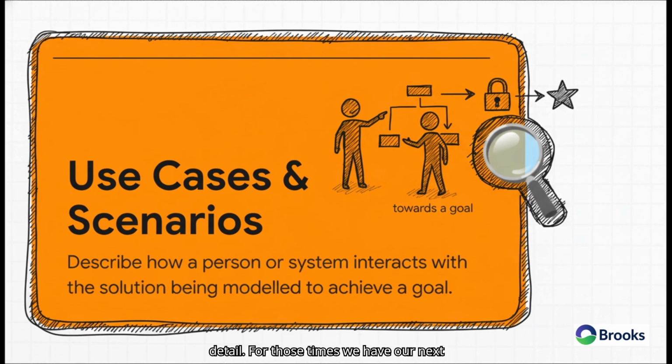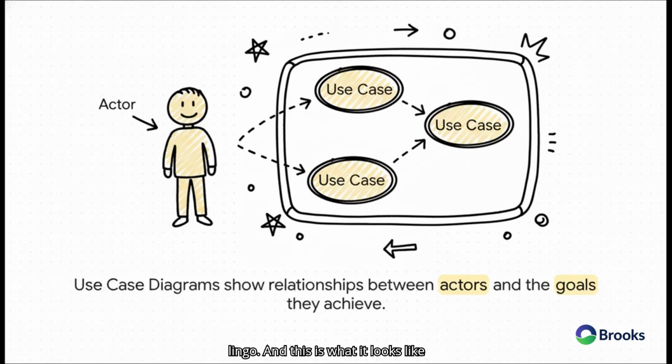But sometimes one little sentence just isn't enough. You need more detail. For those times, we have our next tool, the use case. A use case basically takes a user's goal and breaks down the entire step-by-step interaction between them and the system. The user, by the way, is often called an actor in use case lingo. And this is what it looks like visually.